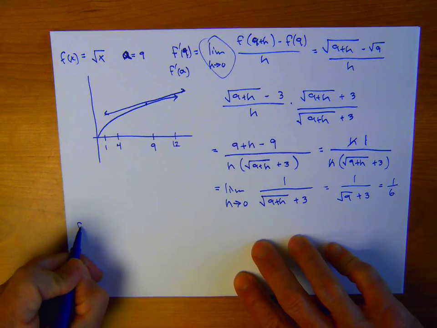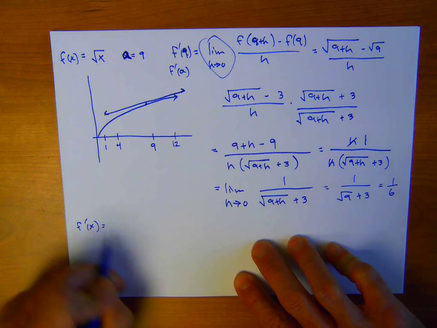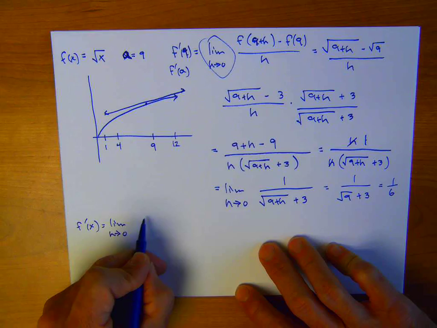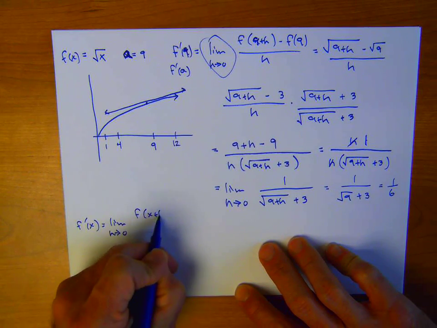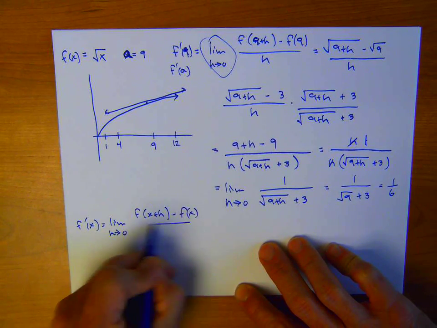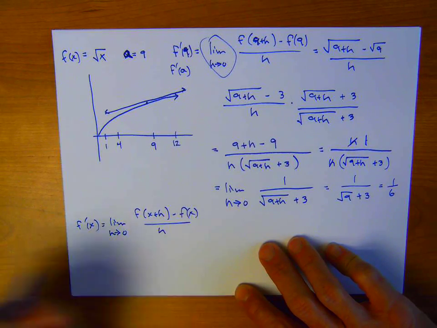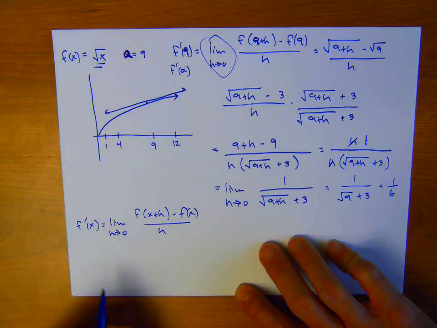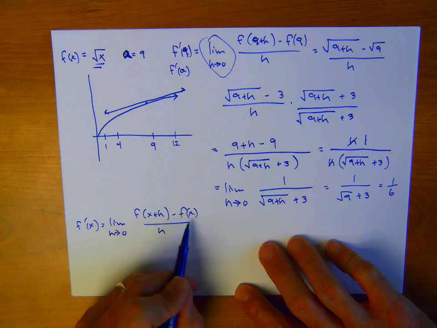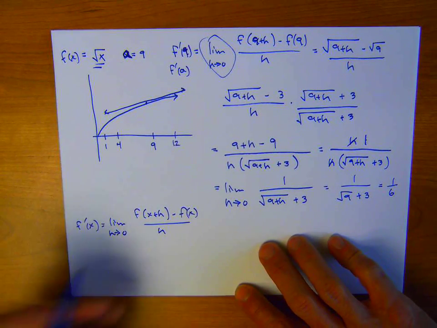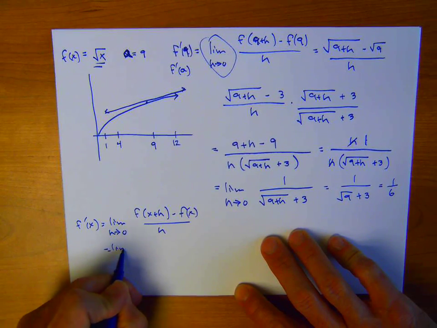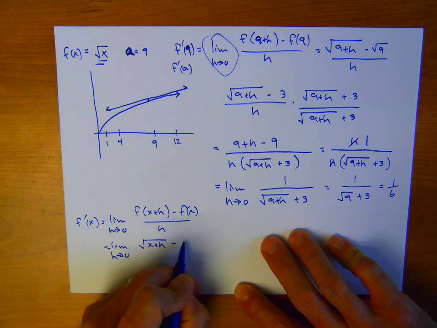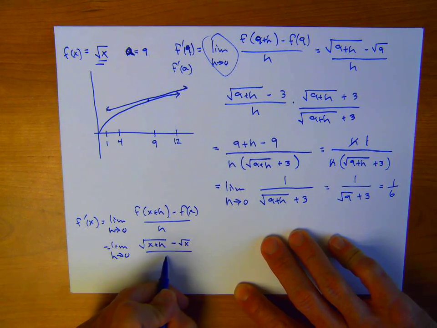So f prime of x is going to be the limit as h goes to 0, and we already said, f of x plus h minus f of x over h. Now the only thing that's specific is f. f is square root of x. There is not going to be any a here because I'm looking at any x value. So this gives me the limit as h goes to 0 of the square root of x plus h minus the square root of x over h.